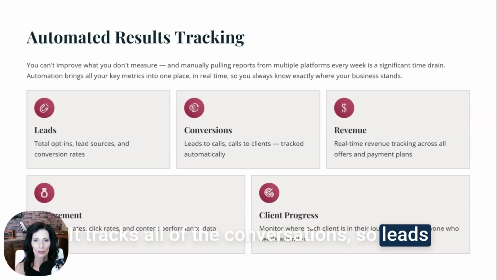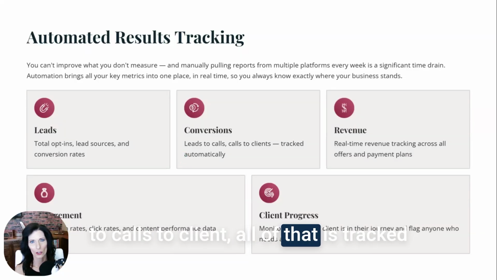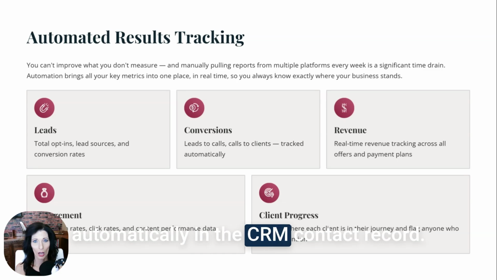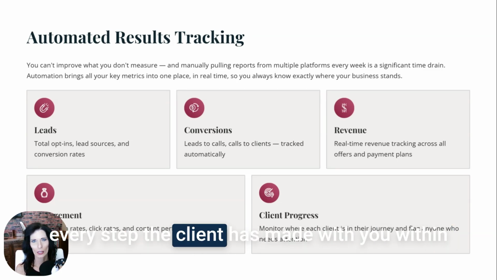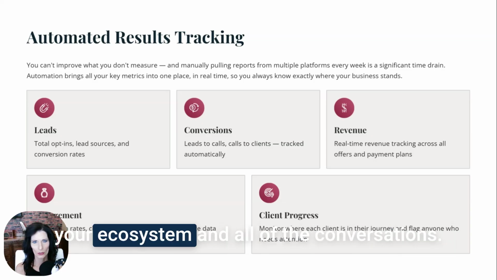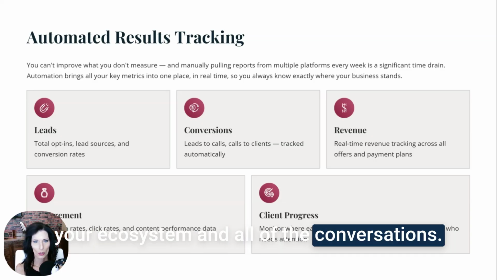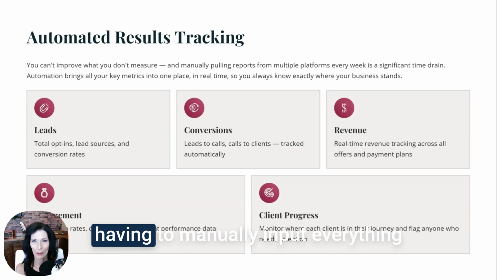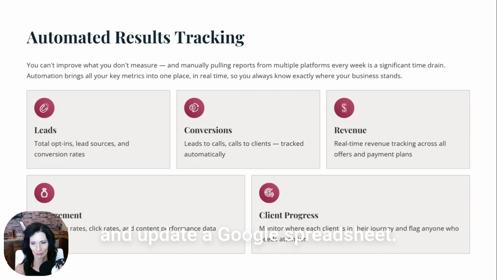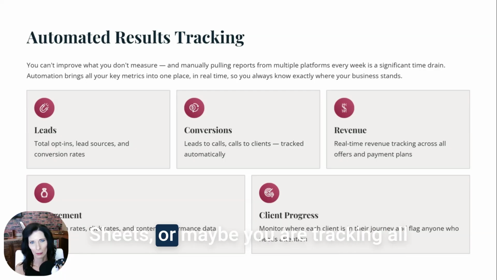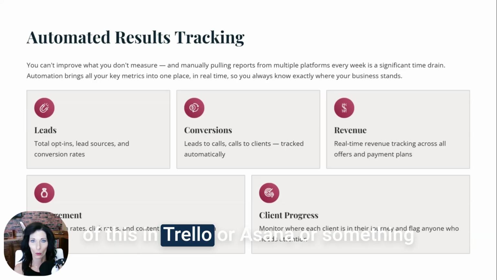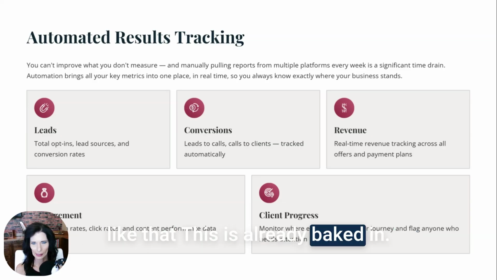So leads to calls to client, all of that is tracked automatically in the CRM contact record. So you have a full record from start to finish of every step the client has made with you within your ecosystem and all of the conversations. So gone again are the days of you having to manually input everything and update a Google spreadsheet. Maybe you were tracking it on Google Sheets, or maybe you were tracking all of this in Trello or Asana or something like that. This is already baked in.